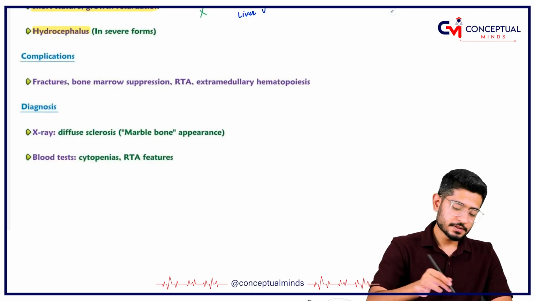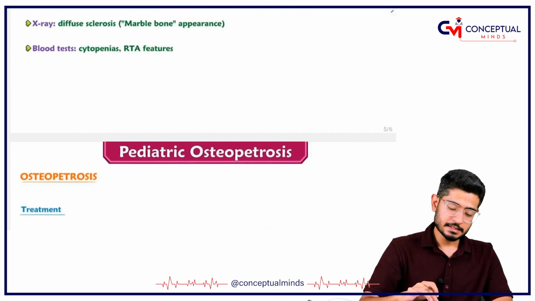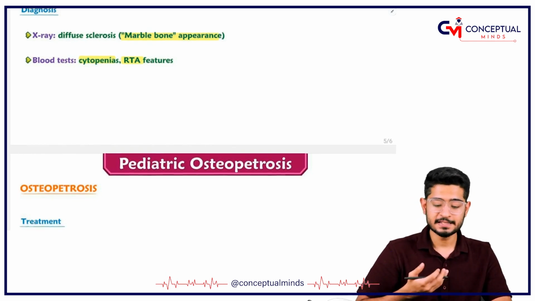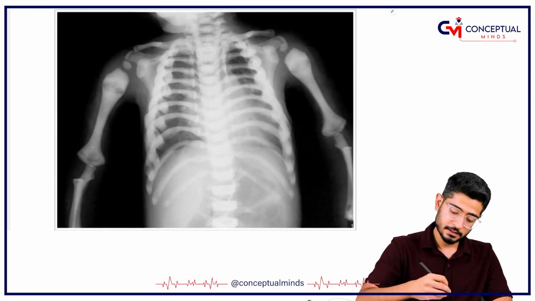So what are the complications? I have told you all these things, we have discussed, so we are not going to discuss again. Just remember that X-ray is going to show you a marble bone appearance. Okay, this also we have discussed, and renal tubular acidosis. So blood test is going to show cytopenias. All the counts will be less, and of course fractures etc. can occur.